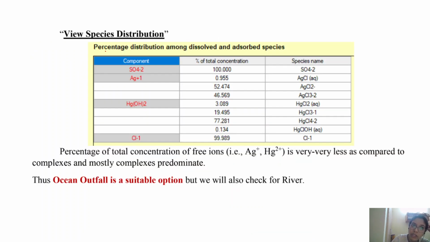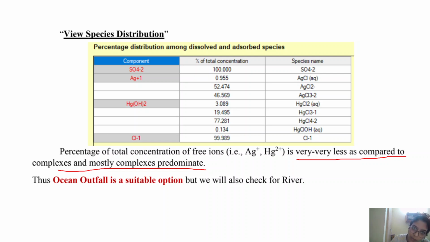Then we will view species distribution, and what we found is that the percentage of total concentration of free ions is very low as compared to complexes, and mostly complexes are predominating in the case of ocean. And as I've told you, when it leads to complex formation, the toxicity reduces because the free ions are more toxic. Ag plus and Hg2 plus are toxic as free ions.